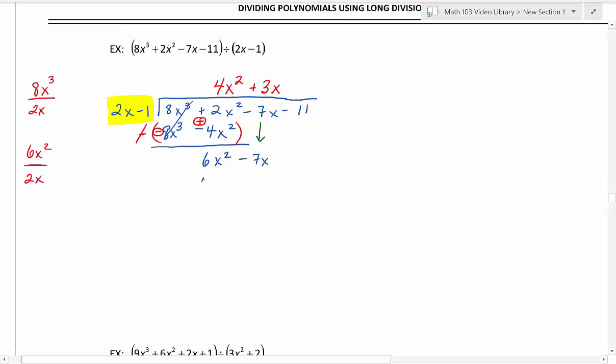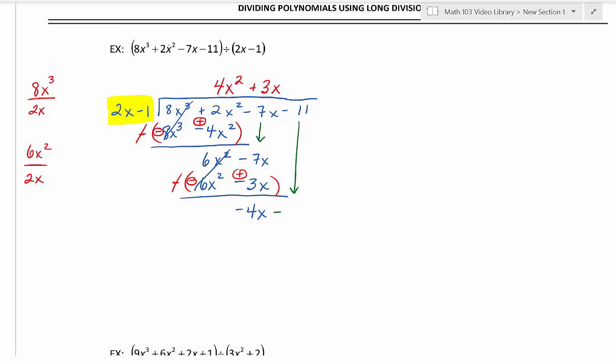3x times 2x is 6x squared. 3x times a negative 1, minus 3x. Now we subtract this whole thing. When subtracting polynomials, we distribute in the negative, and then we can just add down. 6x squared minus 6x squared falls out like it should. Negative 7x plus 3x is a negative 4x. And we bring down our next term.